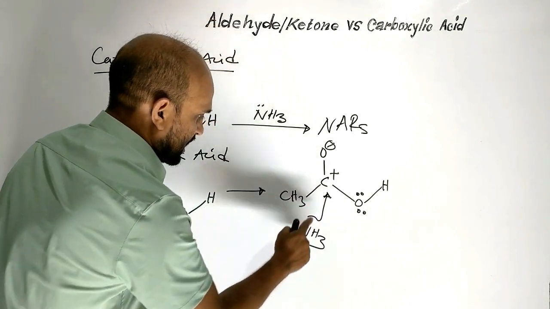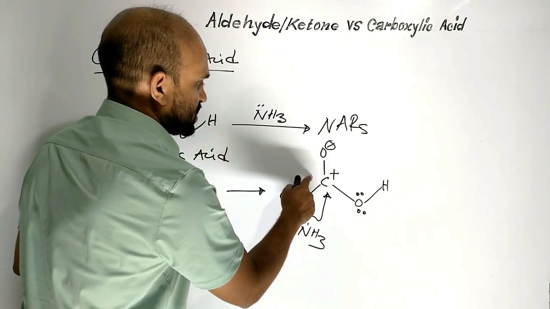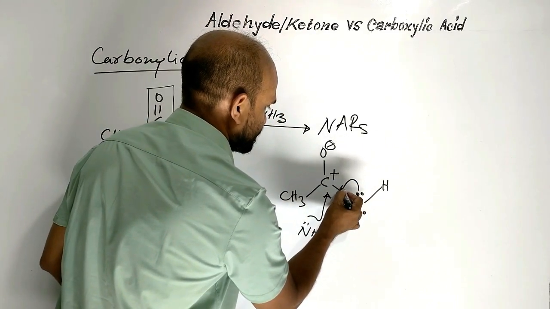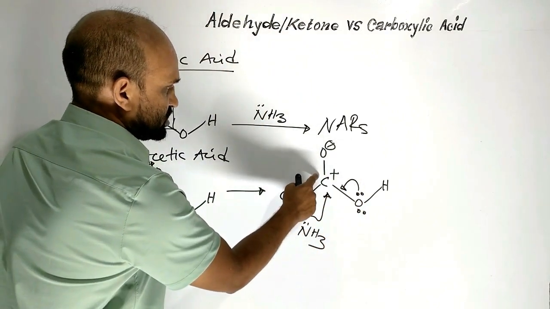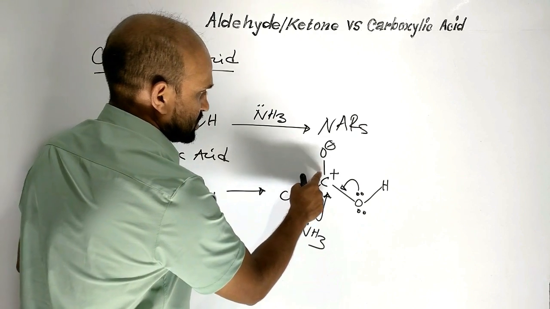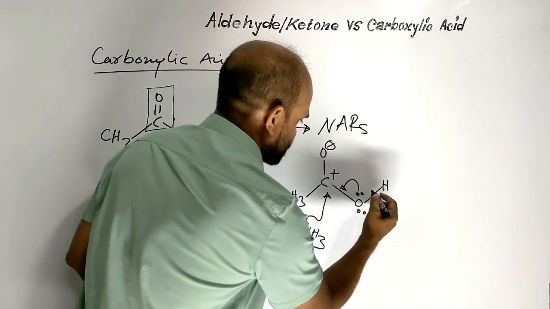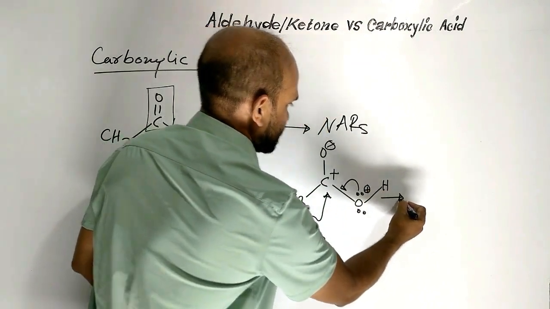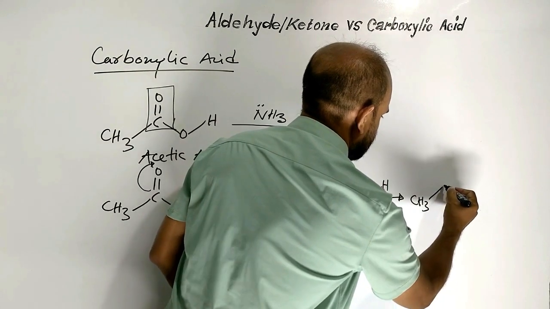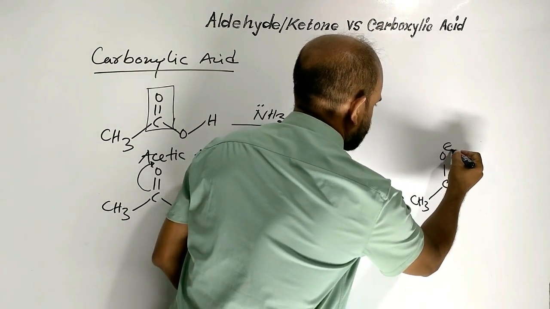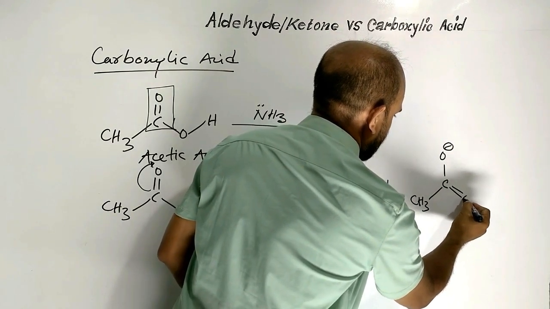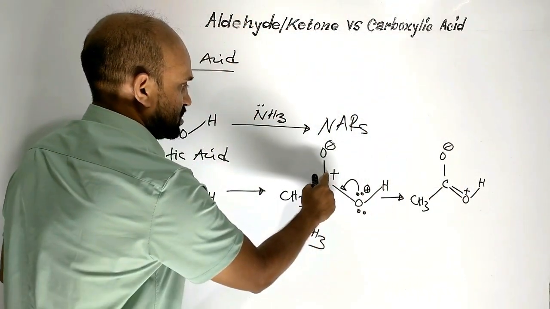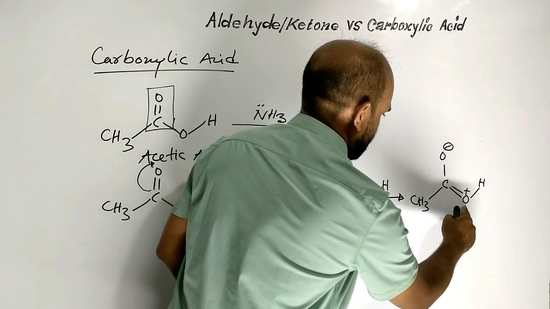But before the attack of the nucleophile on the positively charged carbon, this lone pair of electrons turns into a bond pair to vanish this positive charge. At the time, this positive charge shifts to the oxygen to form this entity: CH3, carbon, oxygen negative charge, here double bond, then hydrogen. The positive charge of the carbonyl carbon shifted to the oxygen.